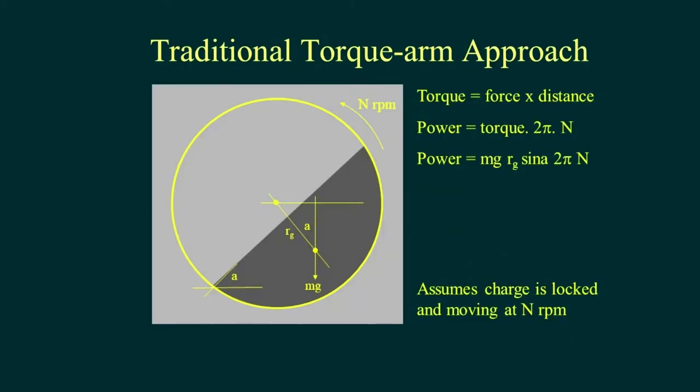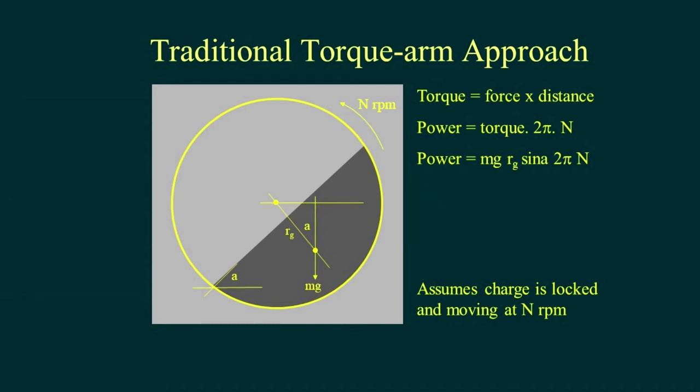The basic model that was used up until that point looked something like this. It was called the torque arm approach. The underlying assumption was that the charge inside the mill sat like that, and it had an angle of repose, the angle alpha. And if you portrayed that charge as a solid, with a centroid and a mass M, then look at a classic torque equation: the definition of torque is force times distance. Power is torque times 2 pi times N, which is the rate of rotation. That is straight classic physics.